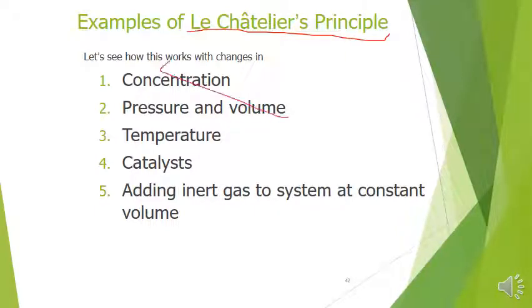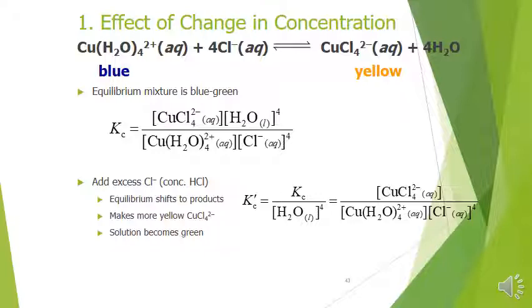We're going to look at different things that can affect the change in equilibrium: concentration, pressure and volume, temperature, catalyst, and adding more gas at a constant volume. So let's look at this. We want to know what's going to happen with a change in concentration.